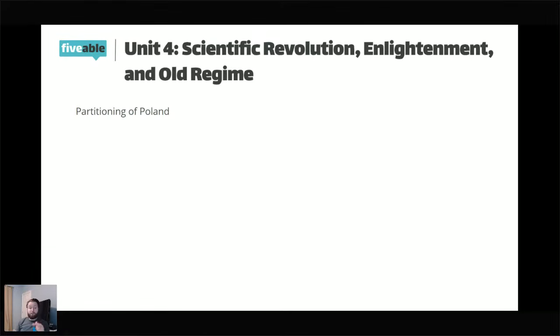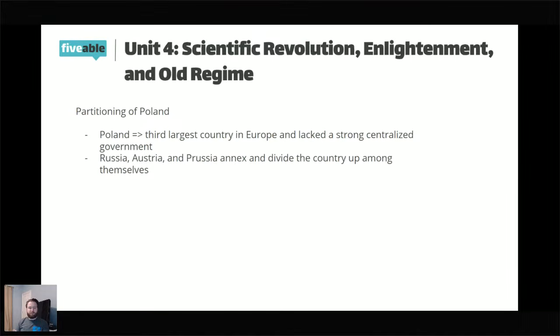All right, the partitioning of Poland, I've got to mention. Poland's the 3rd largest country in Europe, but it lacks a central government. Incredibly weak. It's pretty much just run by the nobility, and the king doesn't do anything. And so Russia, Austria, and Prussia annex it over 3 separate times until eventually it's gone. They completely wipe Poland off the face of the earth. Poland's not going to exist until after World War I in 1918.